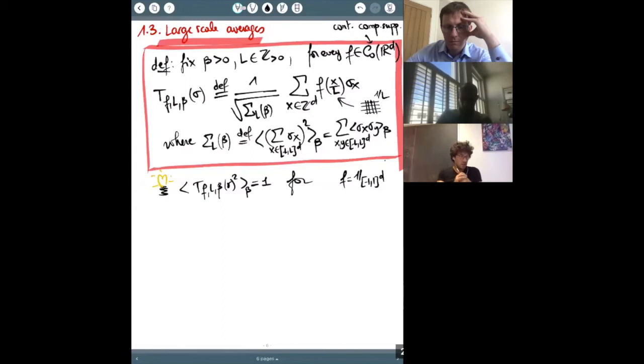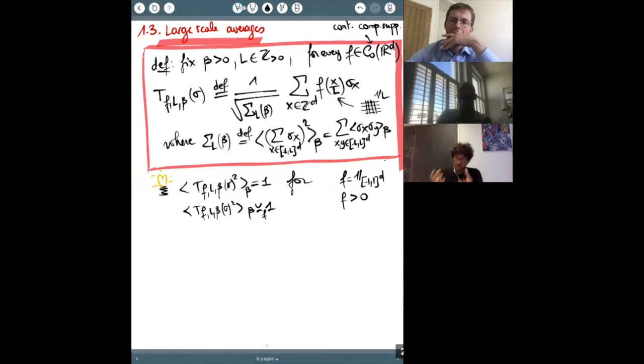And by the way, at least if you take f positive, this should be of order one, where the order depends on f. Of course, if you multiply f by 6, then this quantity is multiplied by 6 squared; the variance is multiplied by 36. But in general, the rescaling is made in such a way that you get roughly order one variance for this random variable. Notice that this is a random variable. It's very important to notice that.